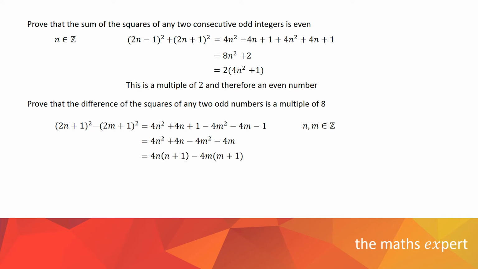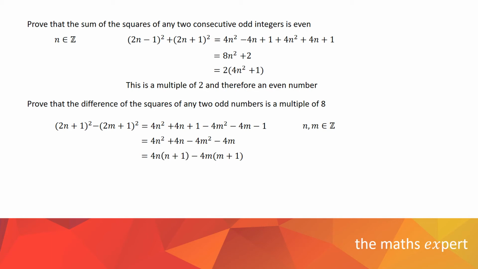Factorising in this way leads me to wonder why each term is a factor of 8. They are already factors of 4, so if n times n plus 1 and m times m plus 1 are even, then I will have an extra factor of 2 to go with the 4, making each expression a multiple of 8. Well, I can now consider cases.